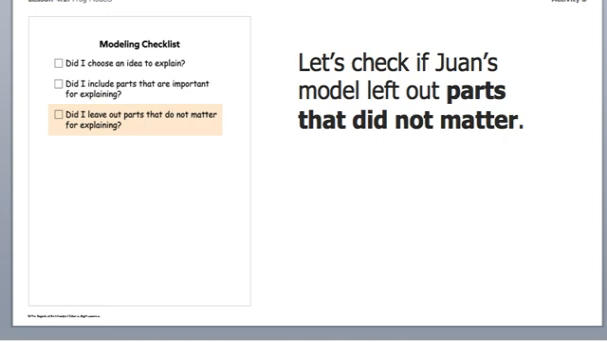The third question on the checklist is, did I leave out parts that do not matter for explaining, or leave out parts that are not important for my idea? Let's check if Juan's model left out parts that did not matter.